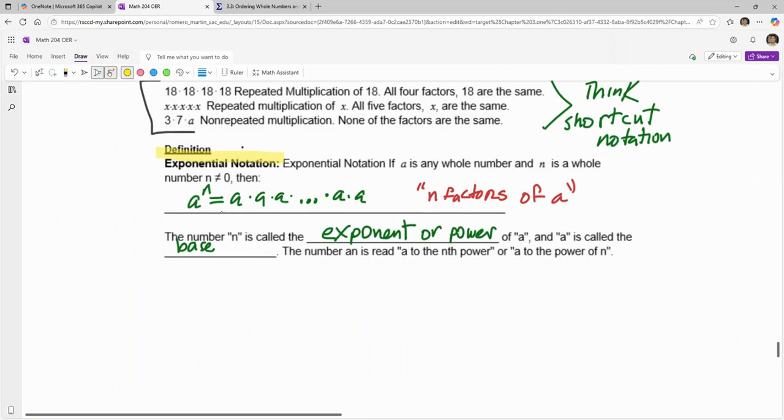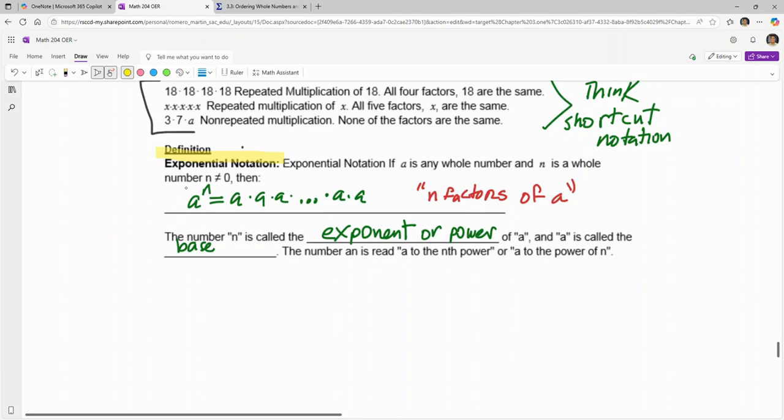So here's kind of our definition. A number raised to the power of n. And again, we're talking about whole numbers here right now. Later on, we'll look at negative exponents. That would be chapter 8. But for now, we're looking at whole numbers.